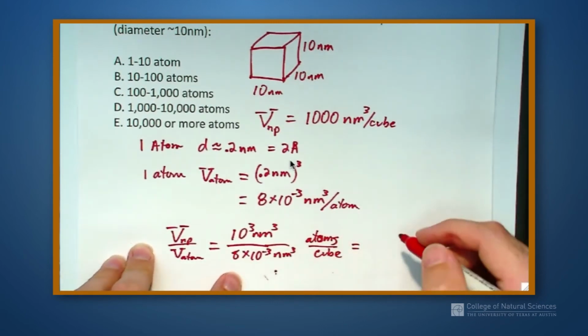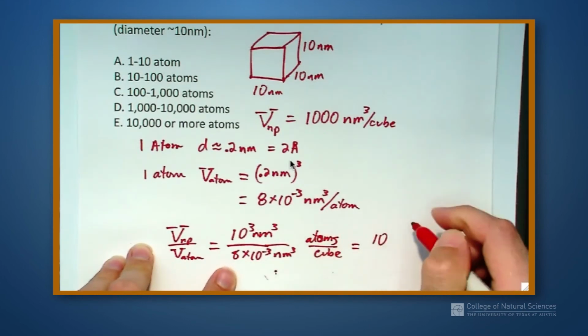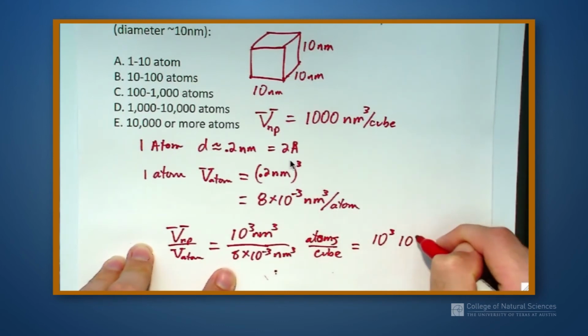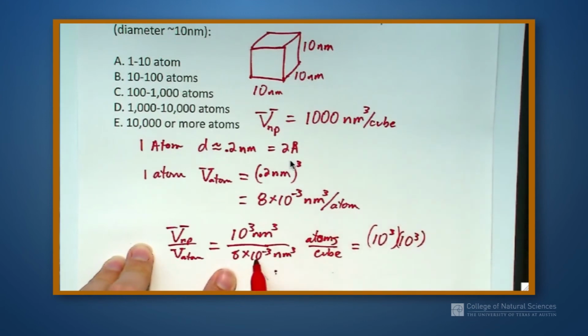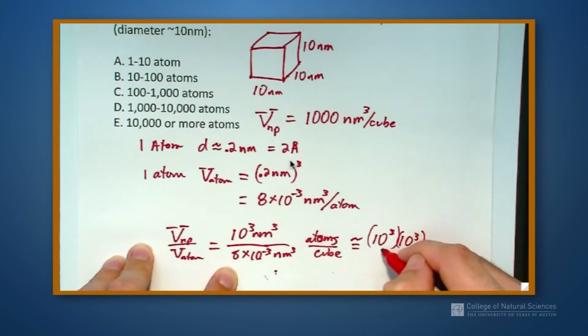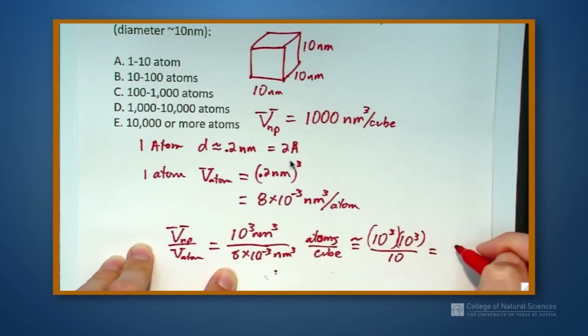So I work this out. I get 10 to the 3. I get another 10 to the 3 from the bottom: 10 to the minus 3 on bottom gives me 10 to the 3 on top. So 10 to the 3, another 10 to the 3. And this 8, that's approximately dividing by 10. So in the end, I get 10 to the 3, another 10 to the 3, for a total of 10 to the 6 on top, 10 to the 1 on bottom. I get about 10 to the 5 atoms per nanoparticle in my cube.